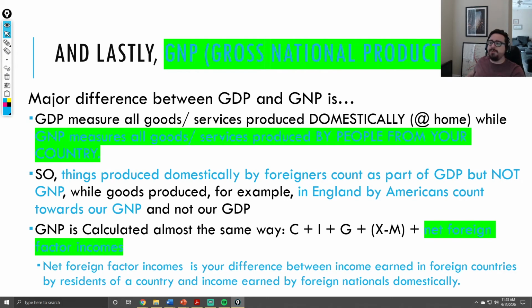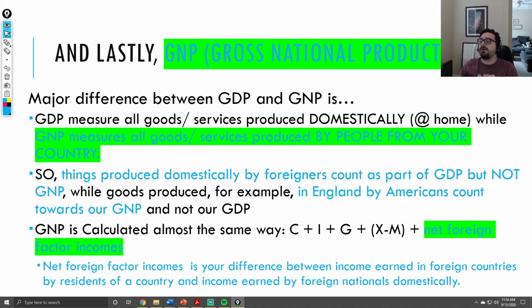It is calculated almost the exact same way, C plus I plus G plus NX, but they add in this net foreign factor income component, which basically just does the difference between income earned in foreign countries by residents of our country, subtract the amount made by foreigners here.